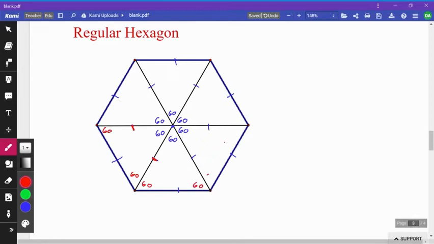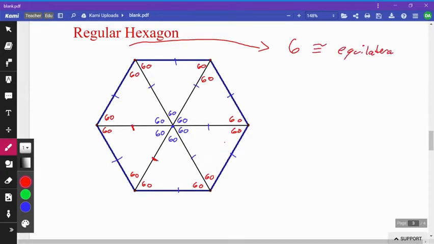So if I'm going through, I see that this regular hexagon is not just made up of any old isosceles triangle, it is made up of 6 congruent equilateral triangles.